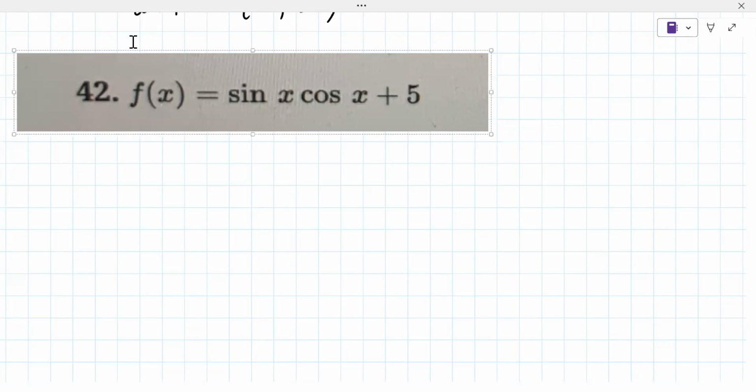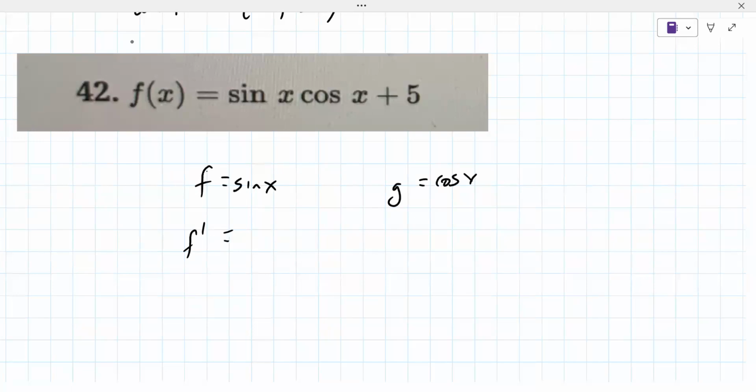Cosine 2x. So your f here is sin x, and your g is cosine x. So what's the derivative of sin x? Cosine x. And what's the derivative of cosine x? Negative sine x. Good. Okay, that part's good.